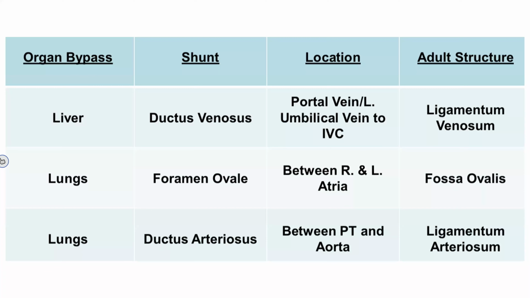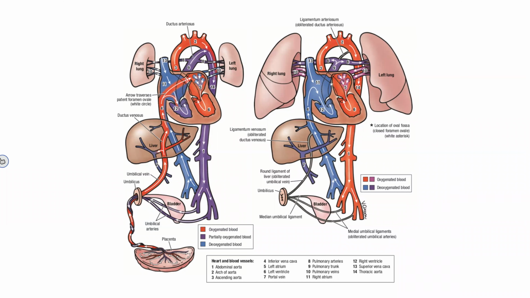This is a diagram from the lectures that just shows the different shunts that are used to bypass the organs and the adult structures associated. And I thought this was just a cool diagram showing the difference between the fetal and the adult circulation, showing the different shunts at the liver and the lungs.